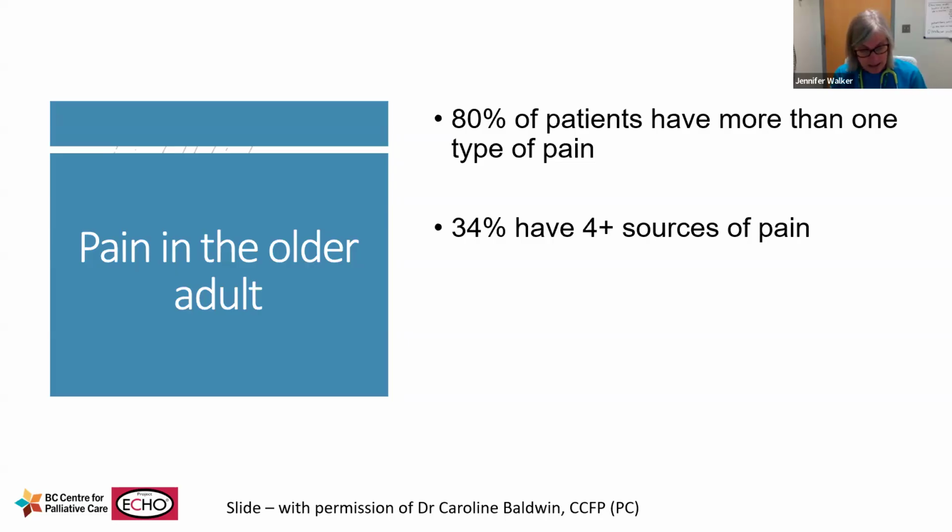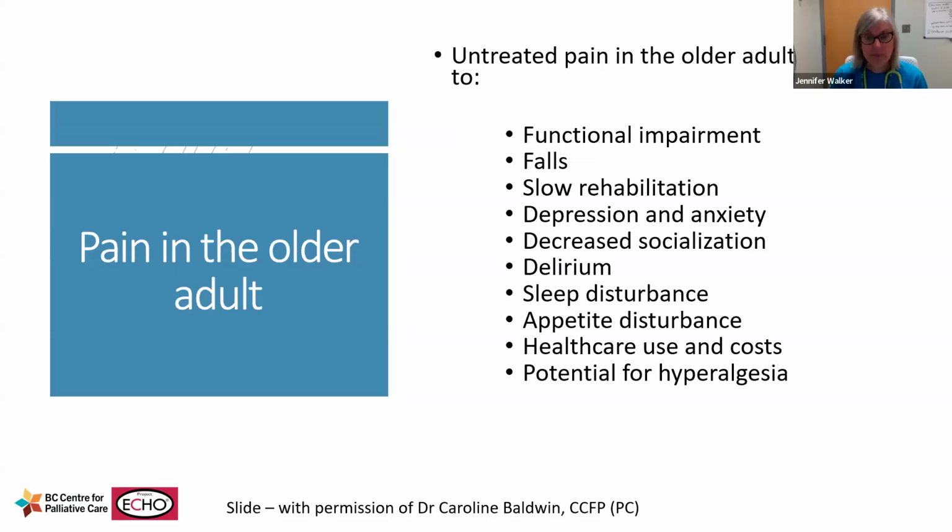Next slide, please. And so what are the consequences of untreated pain in the older adult? Well, they can be far-reaching and can span behavioral, psychological, functional, and even survival domains and can have cascading negative effects. So we see on this slide functional impairment, falls, slow rehab, et cetera. And the last one, potential for hyperalgesia, is interesting because again, if we don't recognize someone's pain and they are dealing with it for a long time, they can develop a chronic pain syndrome, which can be more challenging to manage.